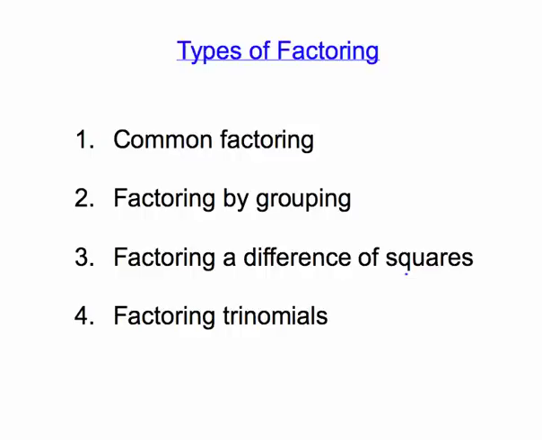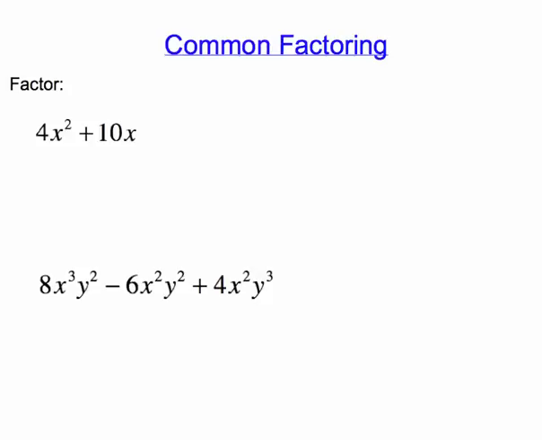In this video, we're going to start to review some of the types of factoring that you should be familiar with. There are four main types of factoring that you should be familiar with at this point: common factoring, factoring by grouping, factoring a difference of squares, and then factoring trinomials. And there are multiple different types of trinomials that we will look at. In this video, we'll look at common factoring and factoring by grouping, and then do the others in later videos. So let's start with common factoring.